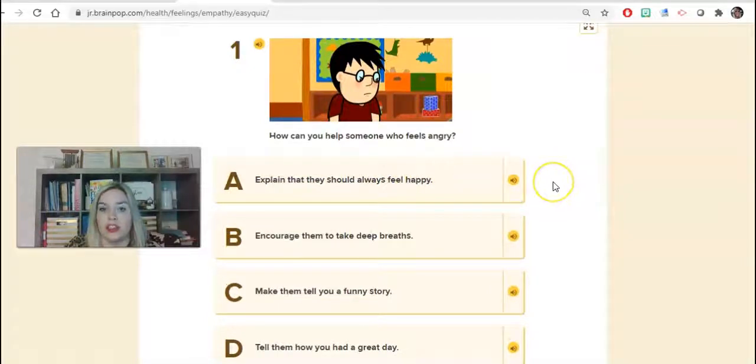Explain that they should always feel happy. Encourage them to take deep breaths. Make them tell you a funny story, or tell them that you had a great day. Which one do you think would be the best?